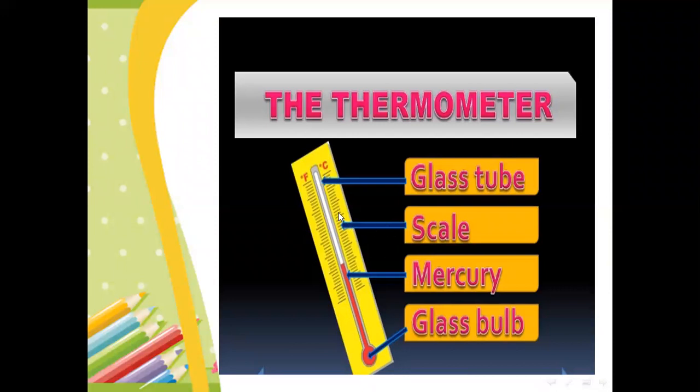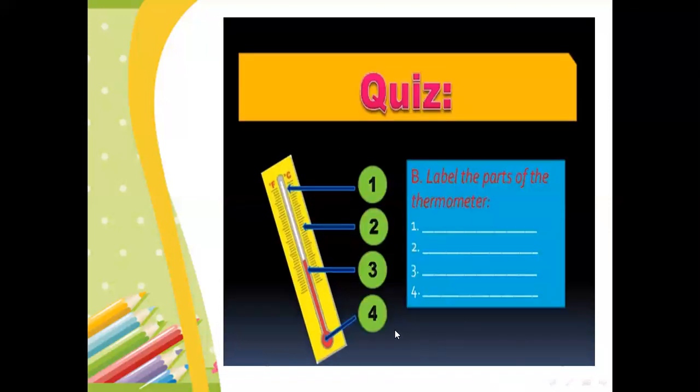And we use these scales to find out the reading. Glass tube, scales, mercury, and glass bulb. So this image of a thermometer is for you. You label it and write it here.